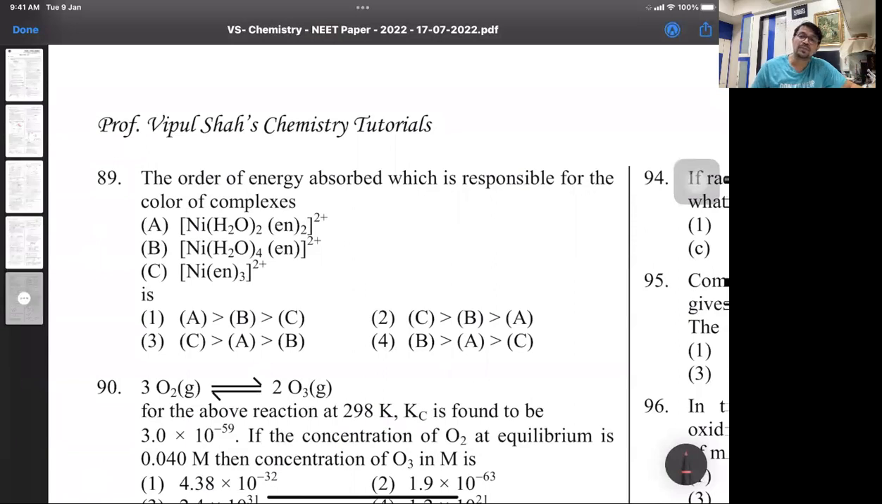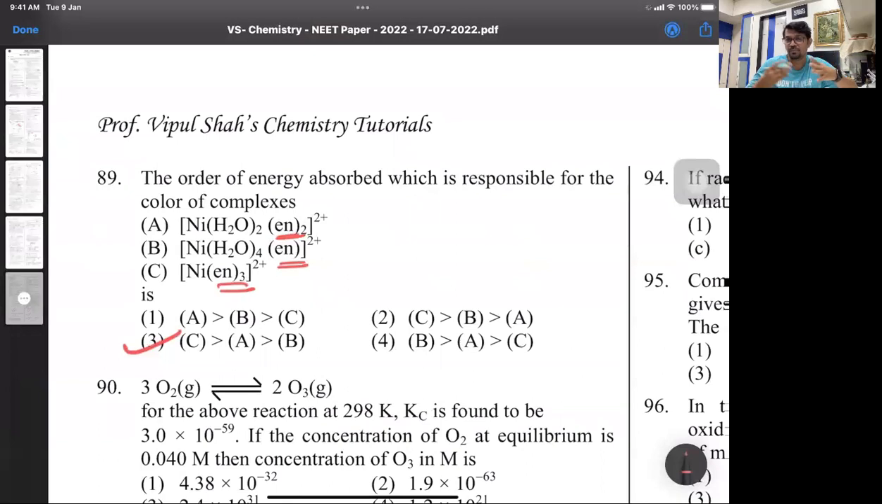Now en is basically ethylene diamine, that's what we call en. That's a bidentate ligand. So here you have en thrice, here you have en twice, and here you have en only once. So simple, C is greater than A and A is greater than B. So it's the third one. 89 is the third one. Clear?